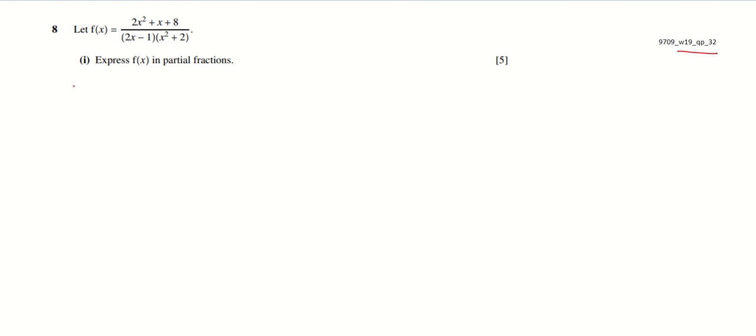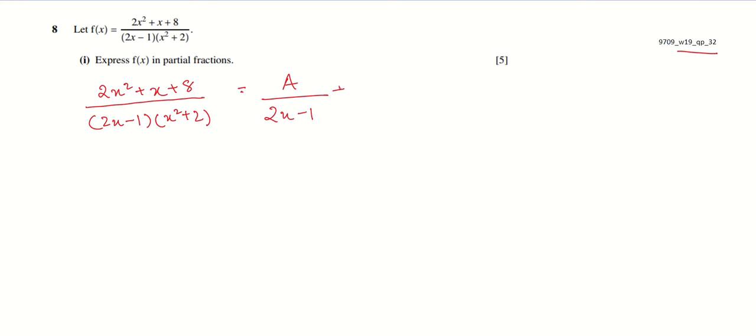Okay, so first of all, we have a partial fraction. We have a fraction that's 2x squared plus x plus 8 divided by (2x minus 1)(x squared plus 2). It's going to be basically in the form of A divided by 2x minus 1 plus (Bx plus C) divided by x squared plus 2.